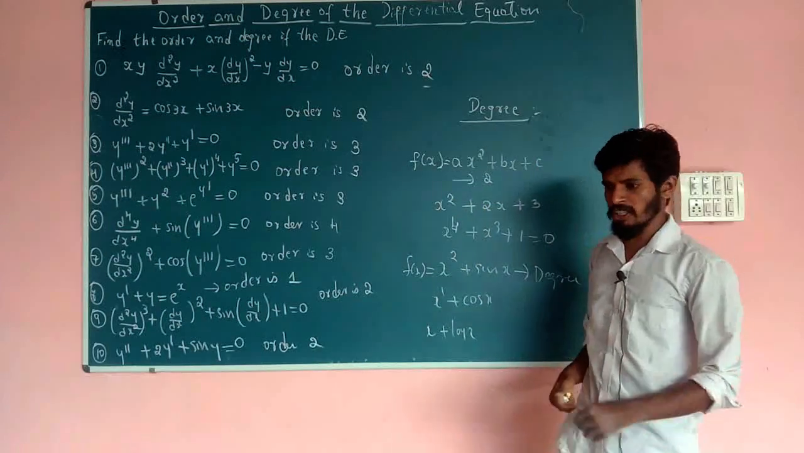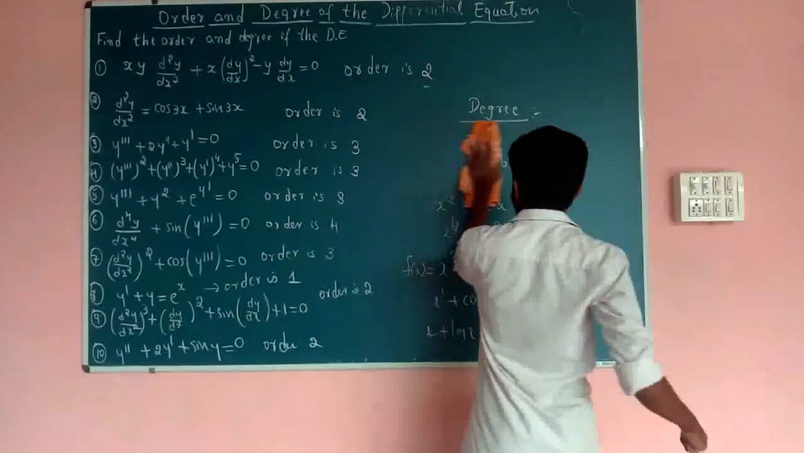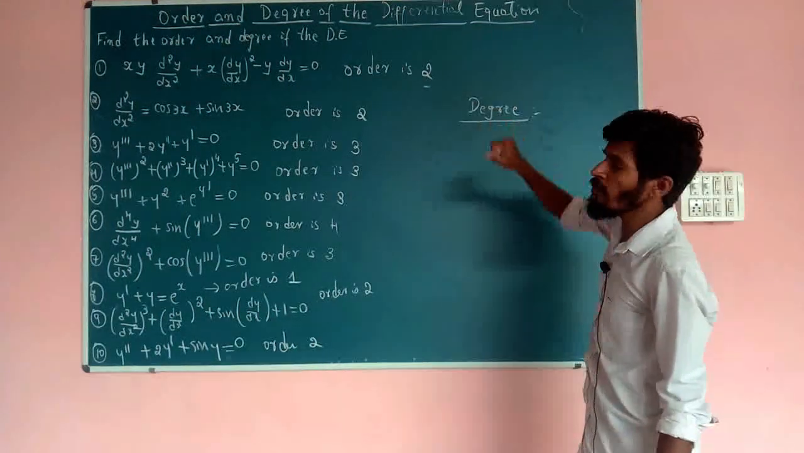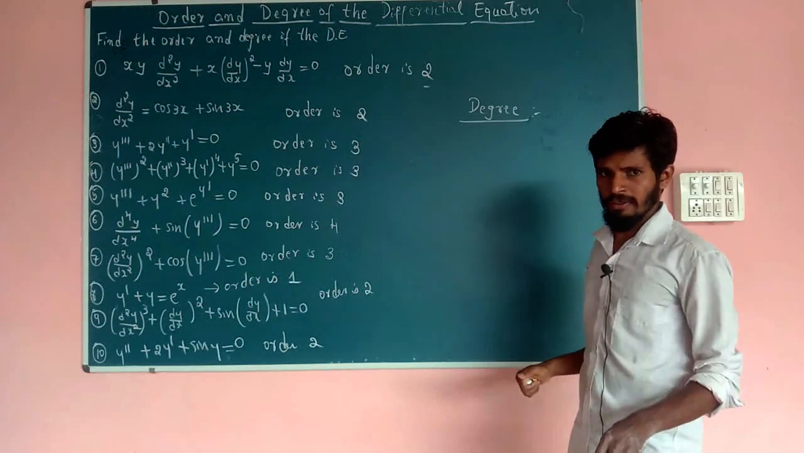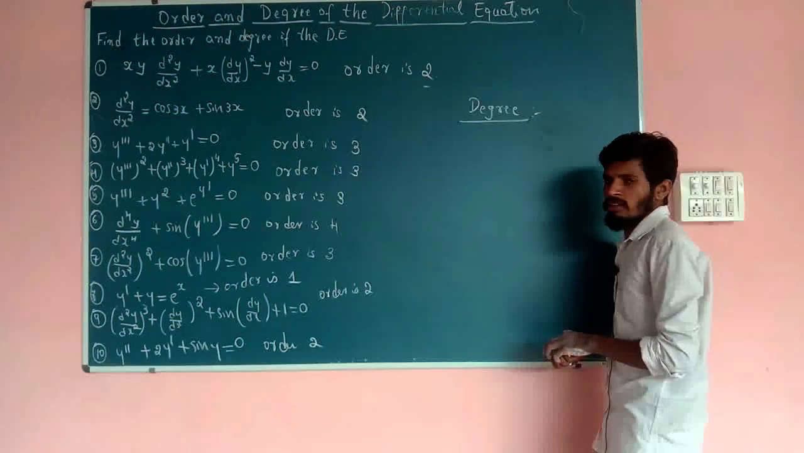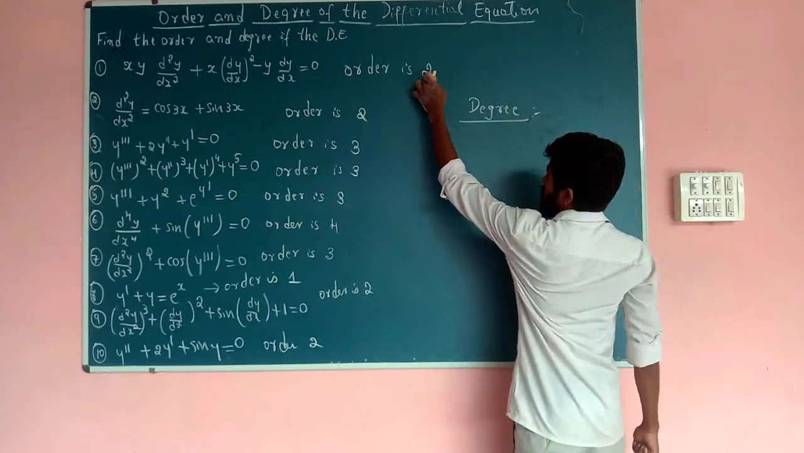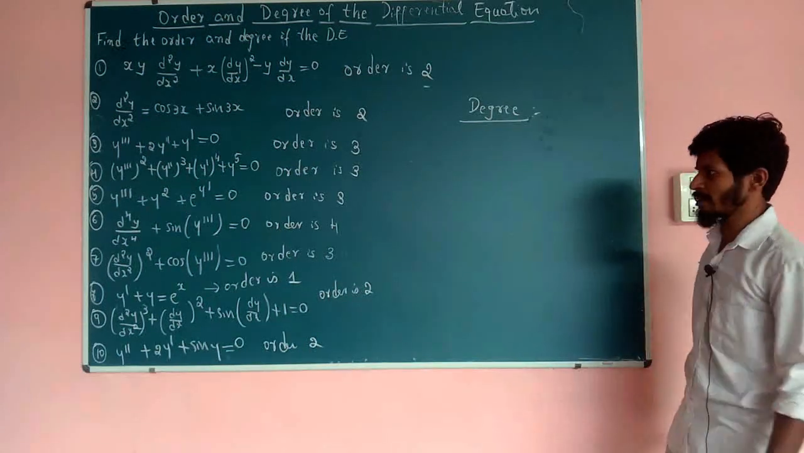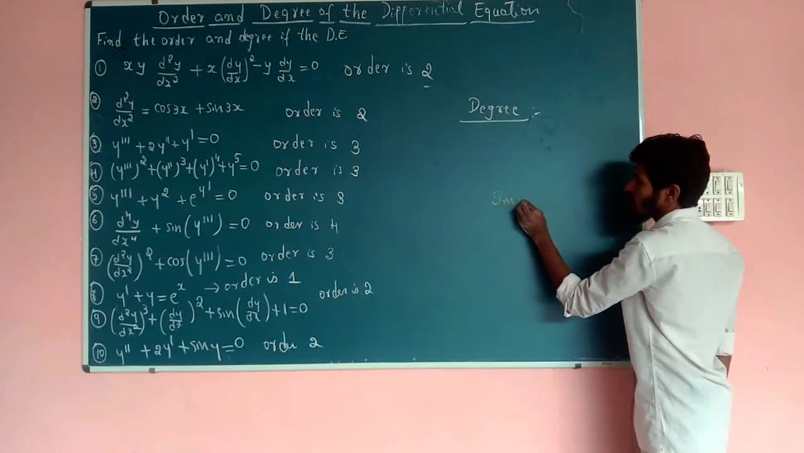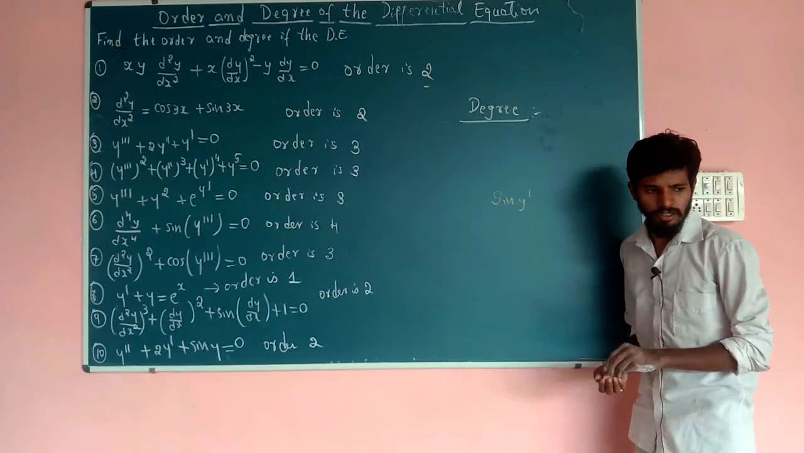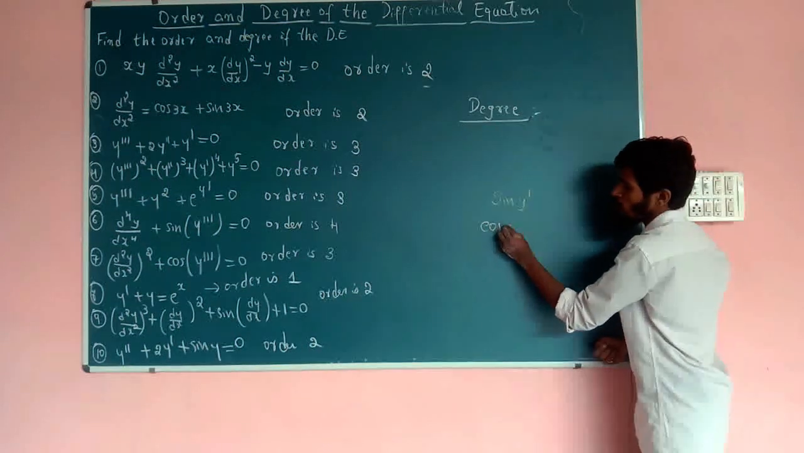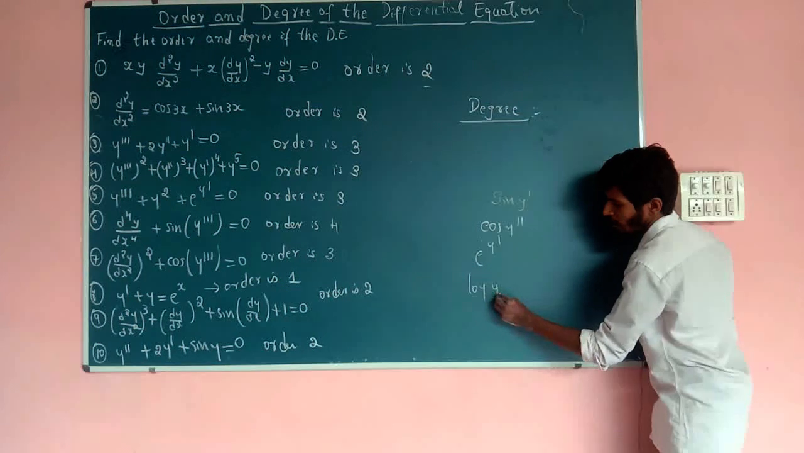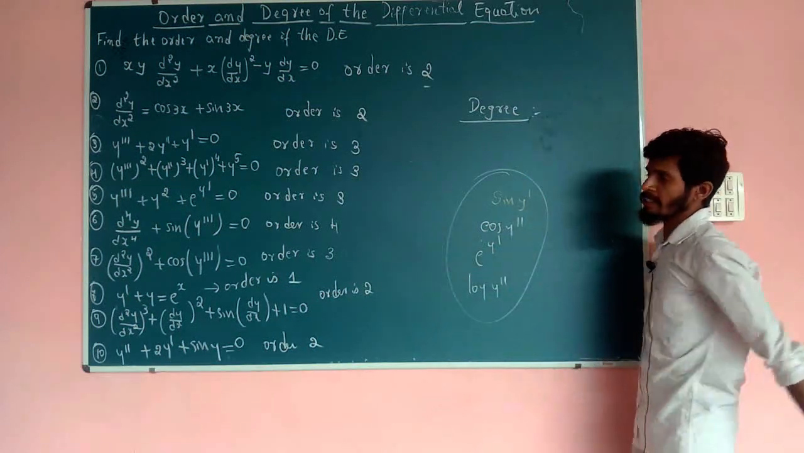In a differential equation, the degree of the differential equation is the positive integral power of the highest order derivative occurring in that differential equation. The condition is that the given differential equation is a polynomial equation in derivatives. If the equation contains terms like sin y dash, cos y double dash, e to the power y dash, log of y double dash, then the degree is not defined.